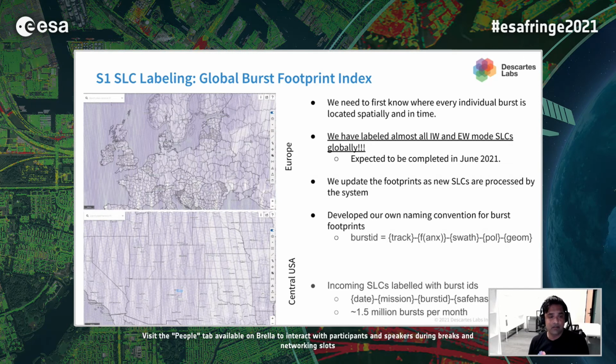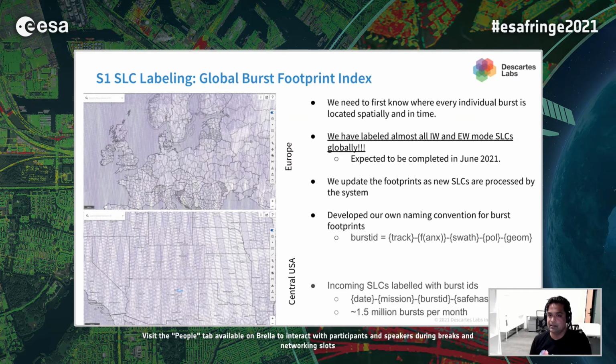Initially, when we wrote the abstract for this conference, we were only planning to do IW VV transmit, but in the meantime, we've also done all the HH transmit, and we also started indexing all the EW bursts as well. So we have all those bursts' footprints labeled. We plan to complete it by end of this month. We have about 4 months of data left to be indexed, early 2020.